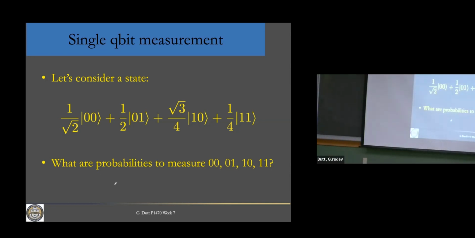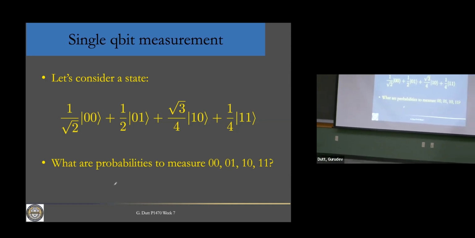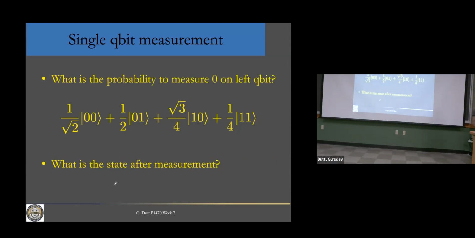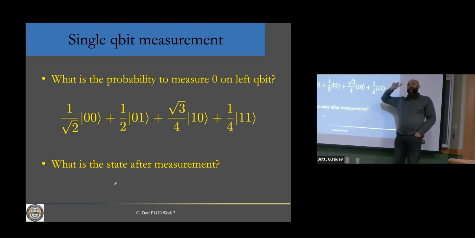Okay, but now we can ask more interesting questions with 2 qubit states. We've been thinking about what happens when we measure both qubits. But what if we didn't measure the first one of the qubits? What if we only measured one of the qubits? So the question we ask now is, what is the probability not to measure both, but to just measure 0 on the left qubit?